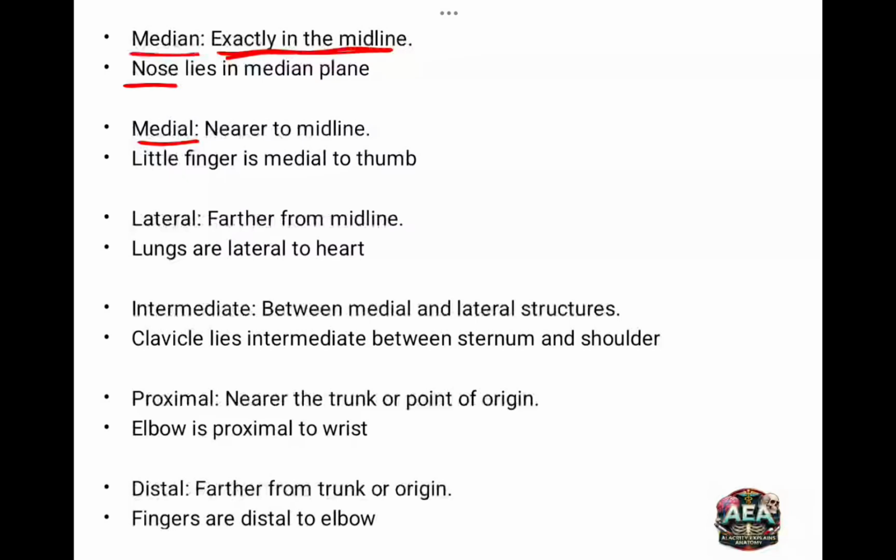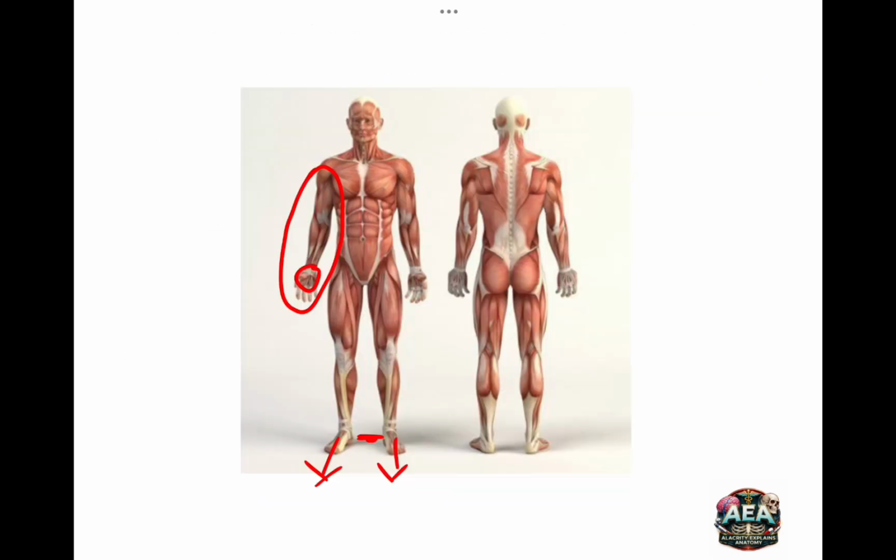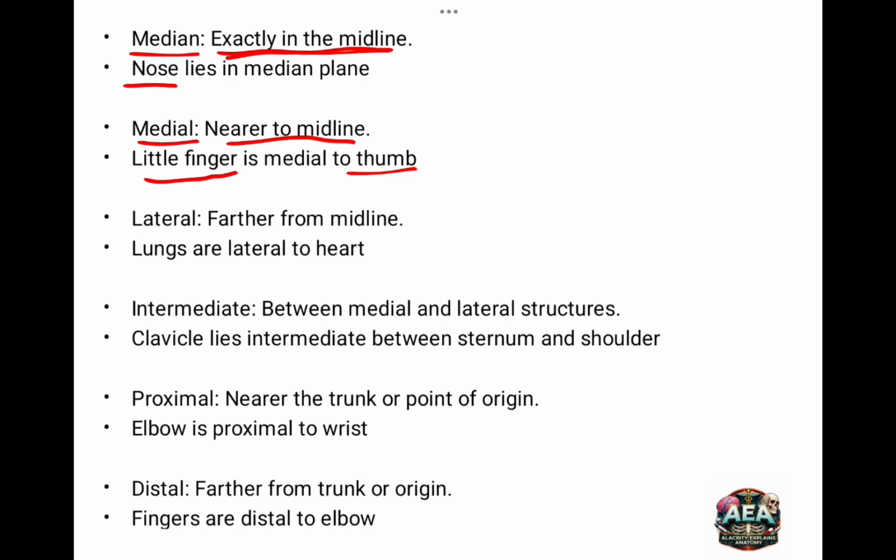Now we have medial. Don't confuse medial with median. Medial is nearer to the midline. It's not at the midline, but it's nearer to the midline. For example, the little finger is medial to the thumb. If you stand in anatomical position, the thumbs are farther away compared to the little finger. So the little finger is closer to the midline than the thumb, so you see that the little finger is medial to the thumb.